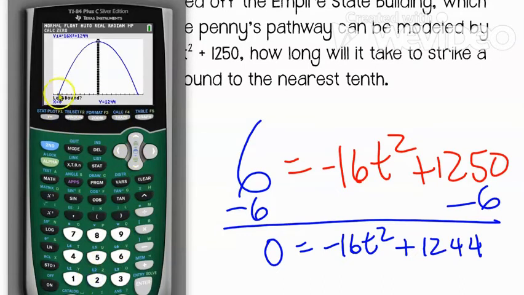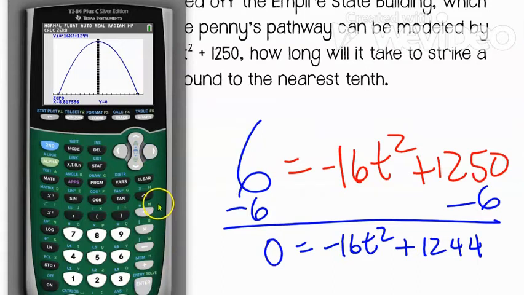Now again, there are 2 zeros, but this one is irrelevant, right? It does not pertain to our problem because we can't go back in time. So we want to know if I drop the penny, when will it hit here? So I'm going to move my cursor to the right. And in order for me to be right bound, I have to be off the screen, which is okay. I'm going to press enter. I'm going to click twice to the right, press enter, and then I'm going to take a look.